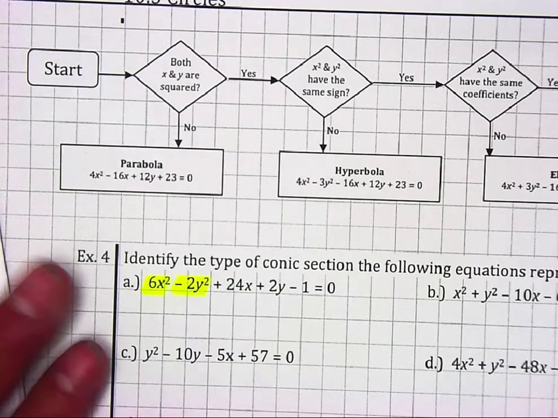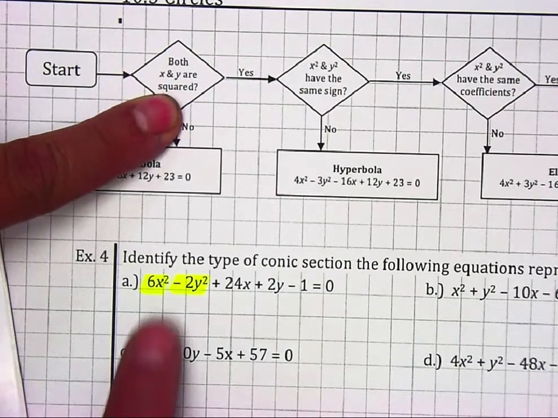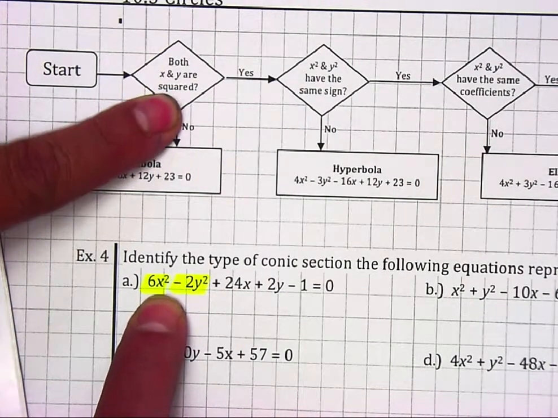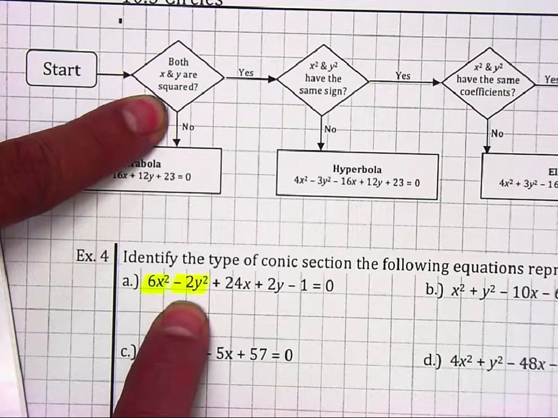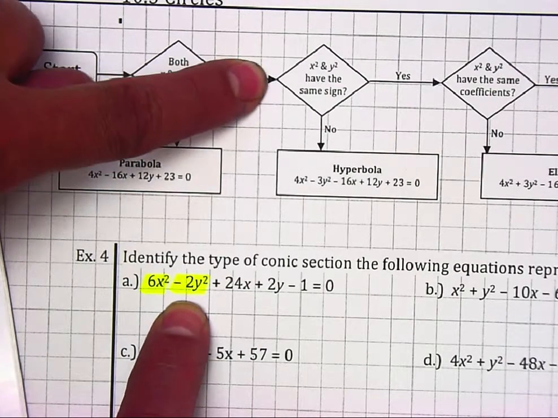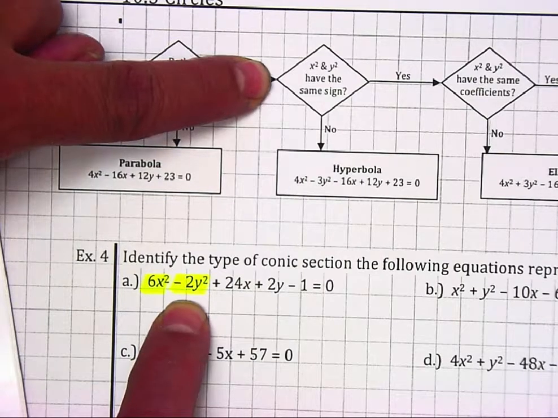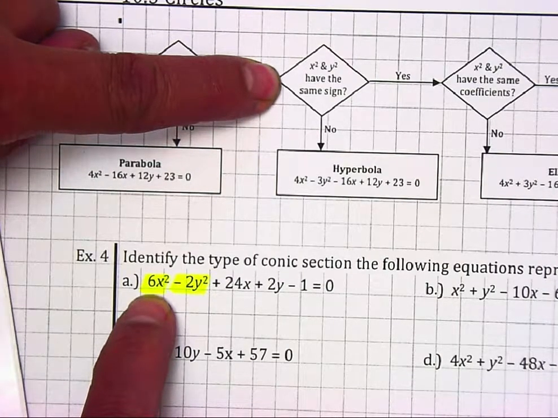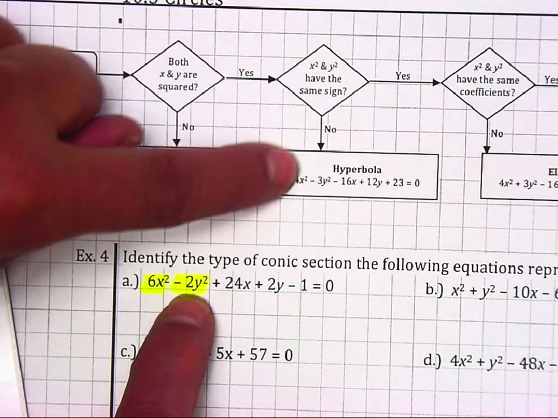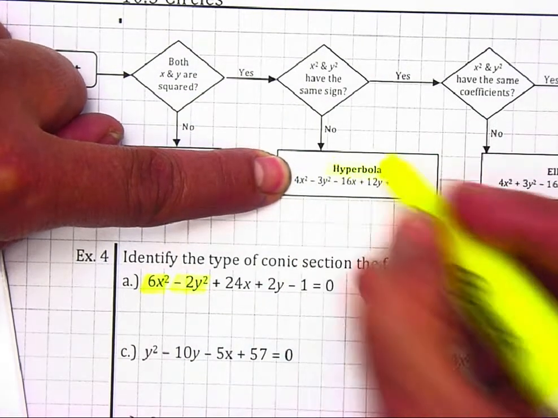So first, you start here, and I say, are they both squared? Yes, the x and the y are being squared. So you continue on. Do they have the same sign? No, one of them is positive, the other one is negative, so therefore that is a hyperbola.